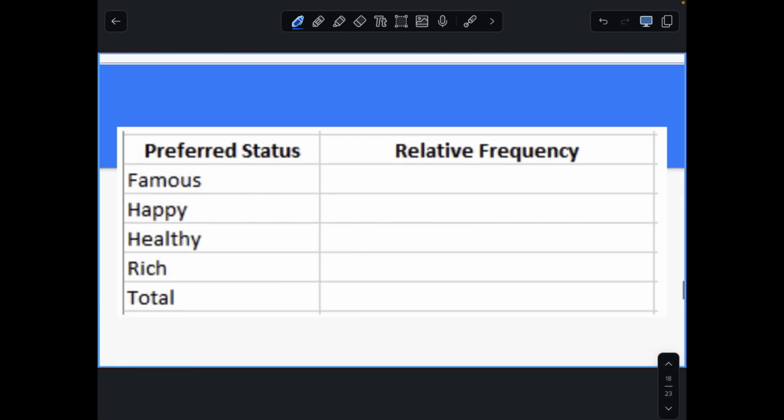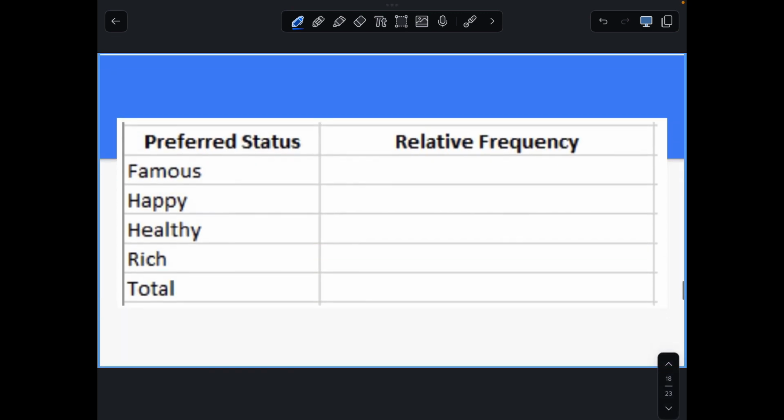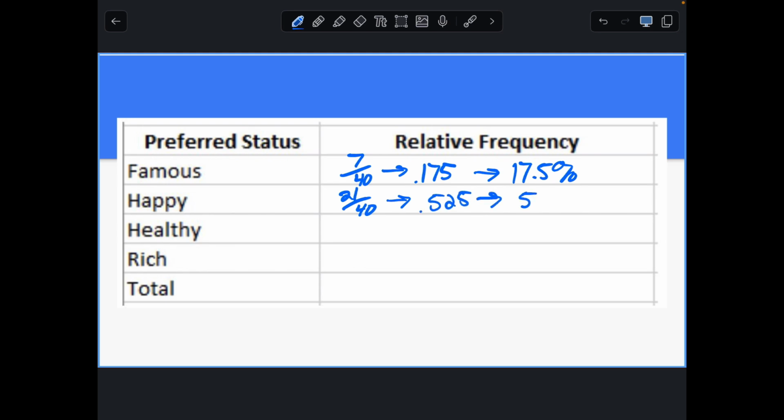Okay, now, next, we need to have the relative frequency. Remember, relative frequency is proportion or percentage. How do we change a frequency into a relative frequency? We just change it to a fraction and divide and change it to a decimal, which means that we can then change that to a percentage. So 7 out of 40 people chose famous. If we divide that, that gives us a decimal of 0.175. And if we move the decimal 2 places to create a percentage, that's 17.5%. Okay, 21 out of 40 people chose happy, which becomes 0.525, which is 52.5%.